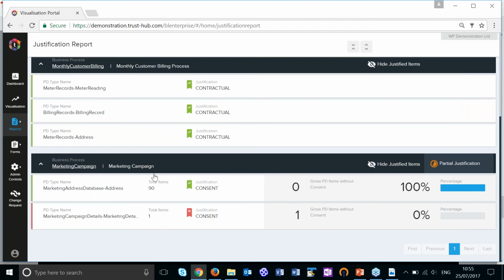This is saying actually that it's using 2 pieces of data, one of which I've got 90 items that I'm using based on data subject consent, and all of those items have got consent, so I've got 100% coverage, so that's fine. But then I have one rogue piece of data here, which is a marketing details database, which is being used based on data subject consent, but there is no consent for that data that matches this usage, or it's out of date. So that is flagged as being something that is being used illegally, and under GDPR, I'm in breach. Hence the tool is flagging that as an issue.